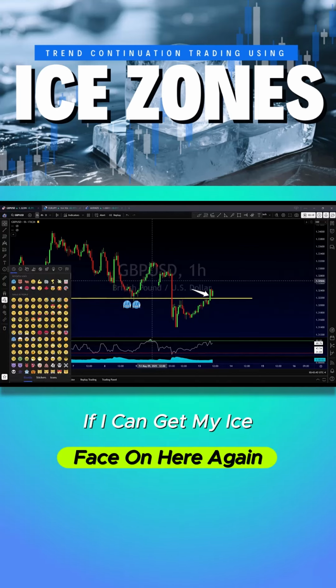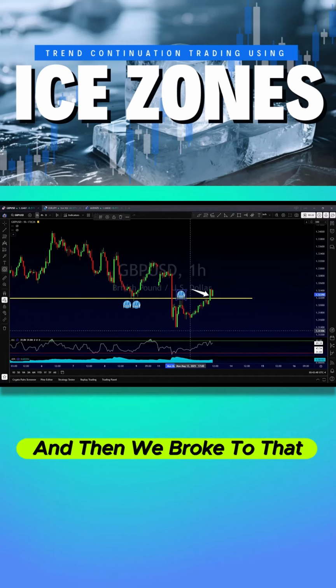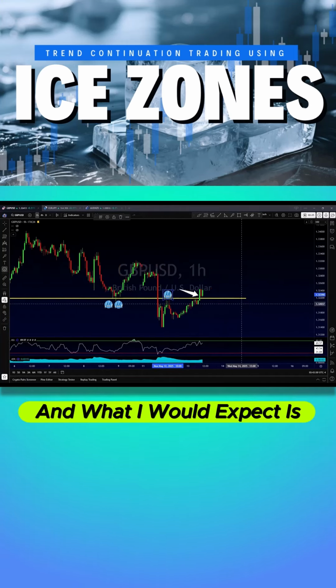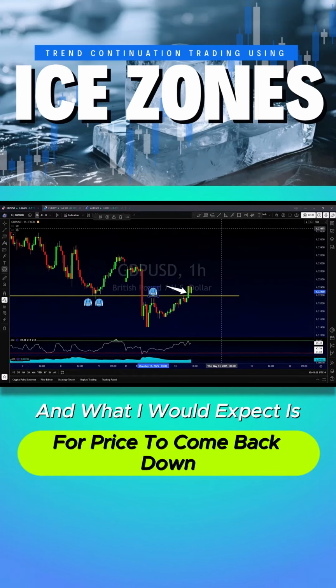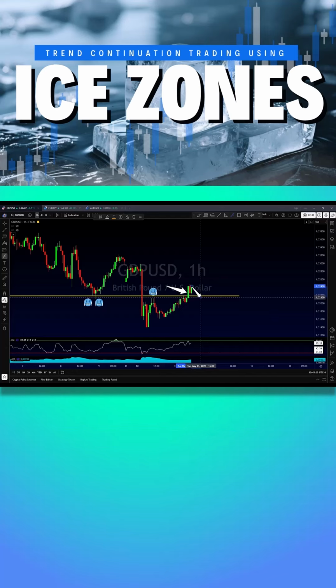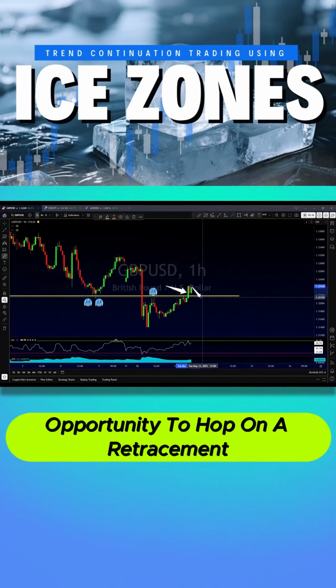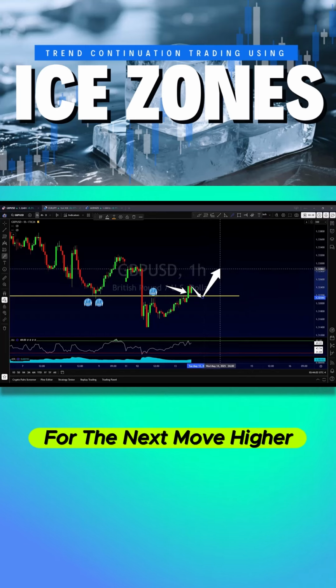If I can get my ice face on here again, there we go. There you go, ice guy. Resistance right here. And then we broke through that resistance. And what I would expect is for price to come back down into that level, retrace, right? As we did here with this red guy, and find support once again, allowing this to be a perfect opportunity to hop on a retracement for the next move higher.